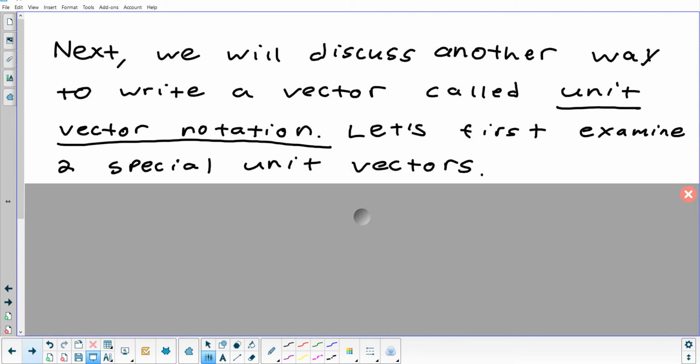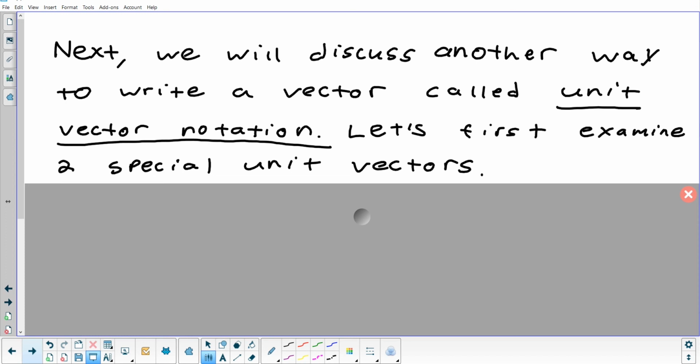So, we've been writing vectors with these angle brackets, and I think the book calls that an algebraic vector. Well, the most common way that we're going to see vectors written is what's called unit vector notation. This is the notation you probably want to be most familiar with on the test. I'm not saying you won't see the other ones, but you're going to see this one a lot.